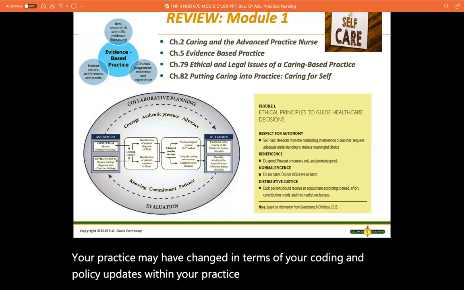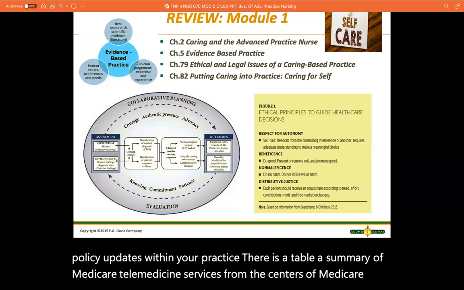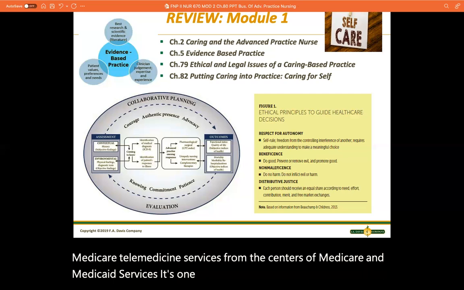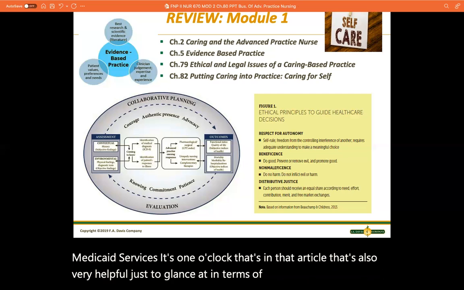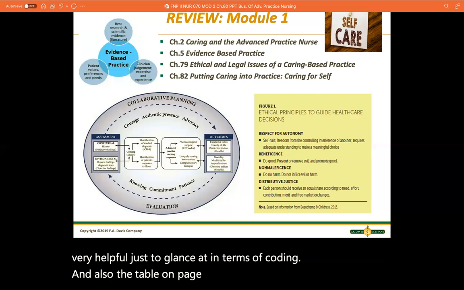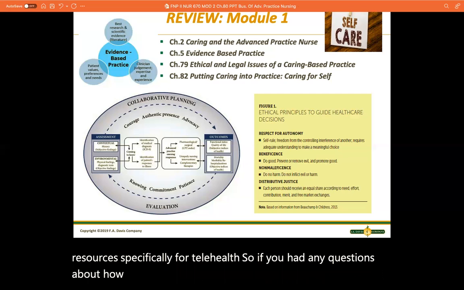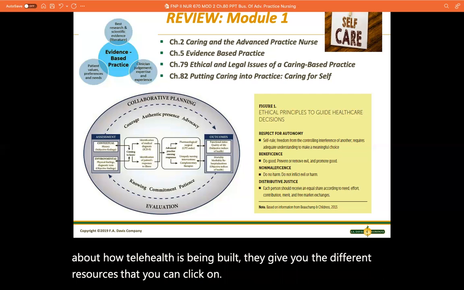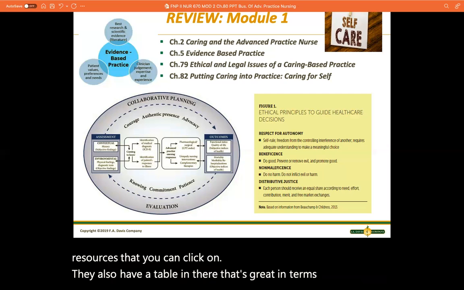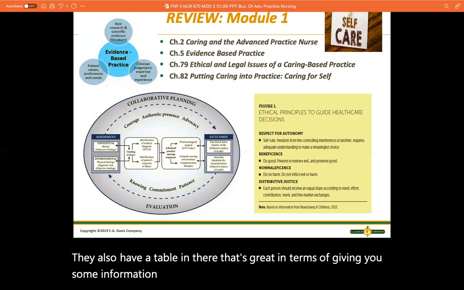There is a table, a summary of Medicare telemedicine services from the Centers for Medicare and Medicaid Services. In that article, that's also very helpful just to glance at in terms of coding. And also the table on page 261 gives you a great reference of resources specifically for telehealth. So if you have any questions about how telehealth is being billed, they give you the different resources that you can click on. They also have a table in there that's great in terms of giving you some information regarding how the common insurance carriers are allowing for telehealth to be billed.